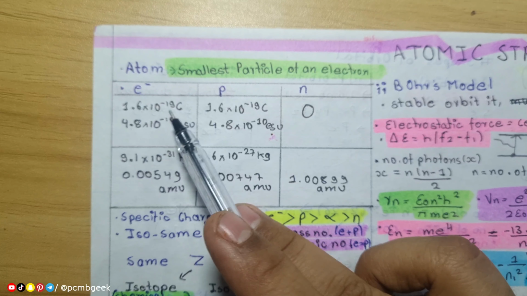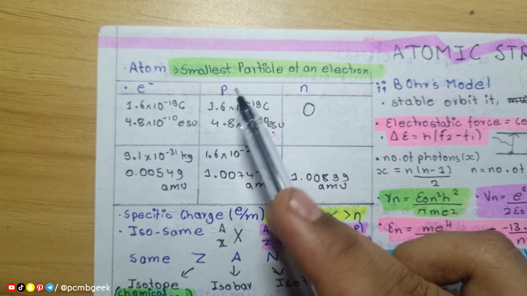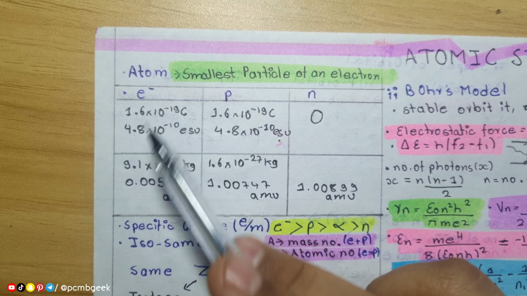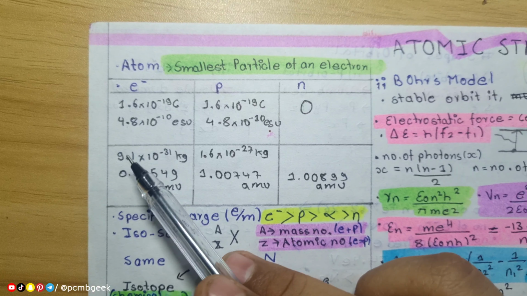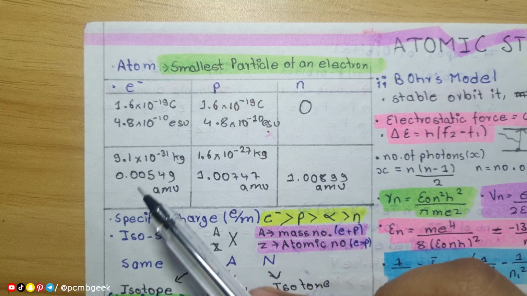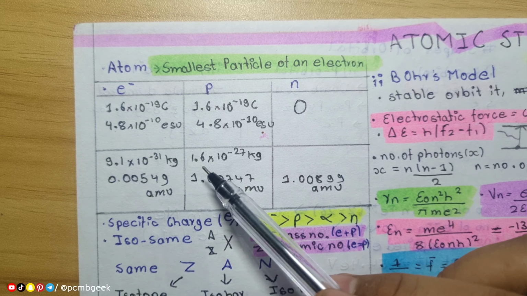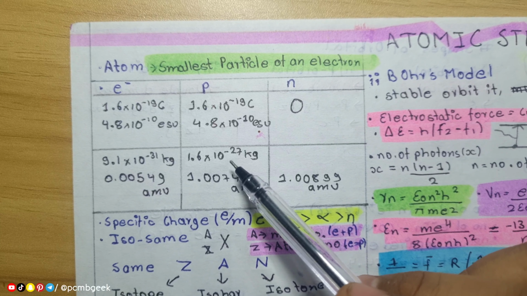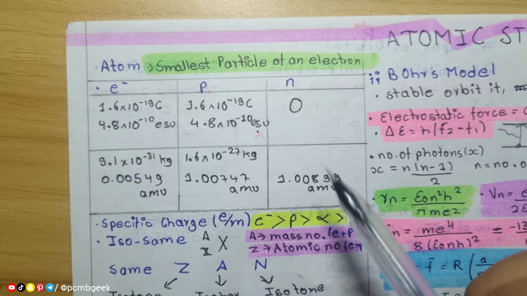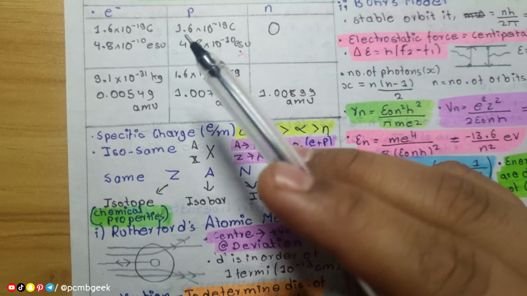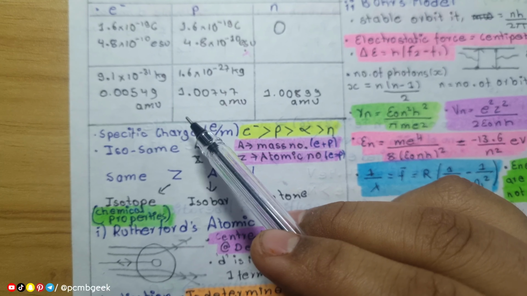The charge of electron and proton is the same, but their direction, or simply said polarity, is different. The mass of one electron is 9.1 × 10^-31 kg, whereas the mass of one proton is 1.6 × 10^-27 kg, and the mass of a neutron is 1.00899 AMU, atomic mass unit.